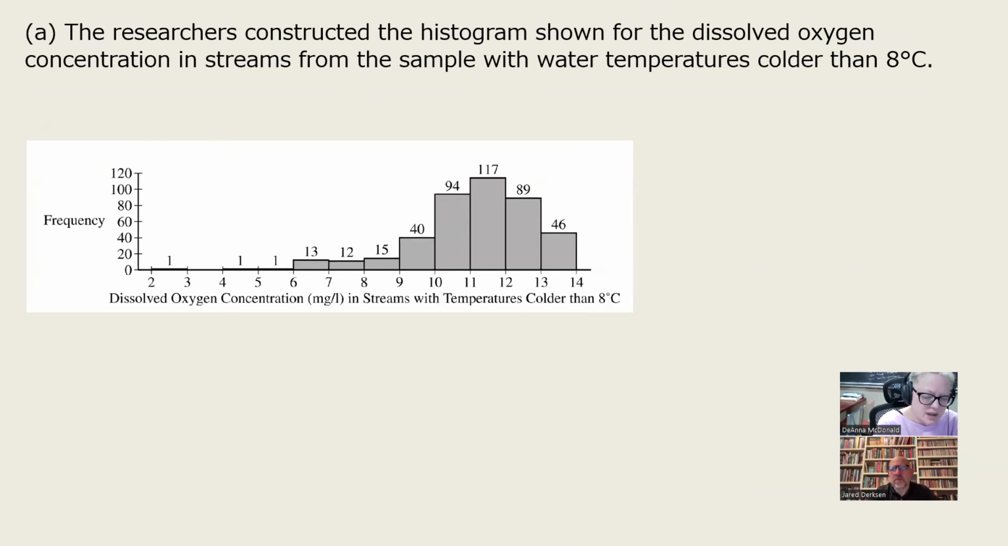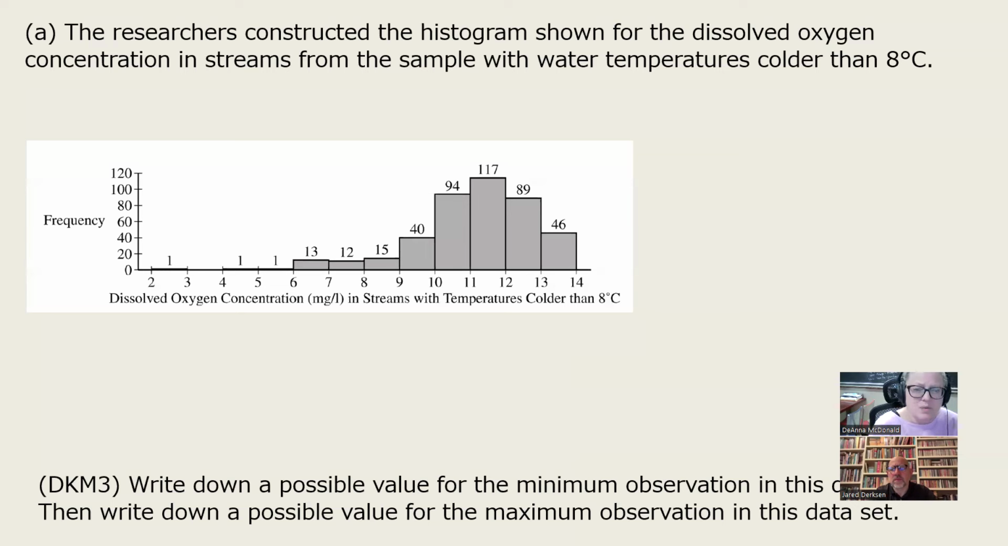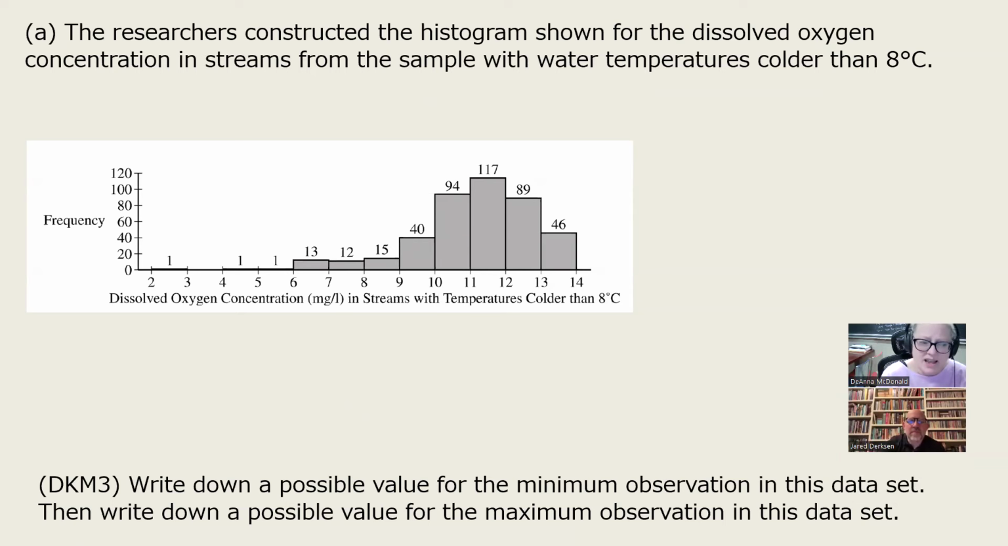And so what I want you to do is all right now write down a possible value for the minimum observation in this data set, and then write down a possible value for the maximum observation in this data set. I want you to just do that. You don't have to share with us what you wrote down because it's only going to be between you and your pencil. But go ahead and do that real quick. I'm gonna count down. 5, 4, 3, 2, 1. Okay. I know that looks funny, but I'm still going to do it that way. All right.